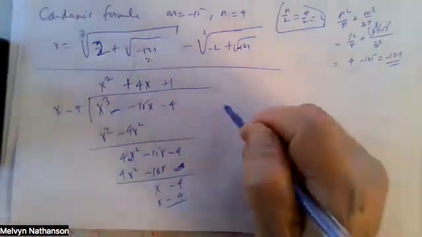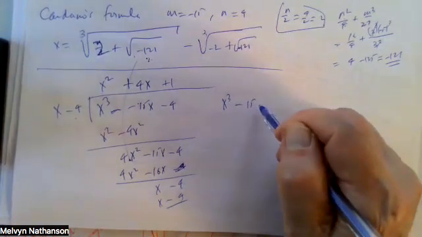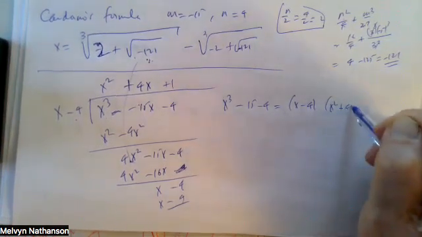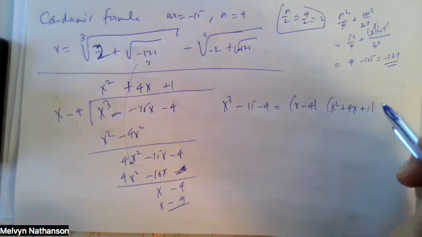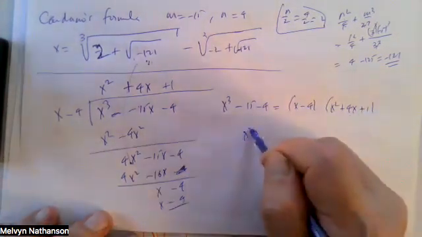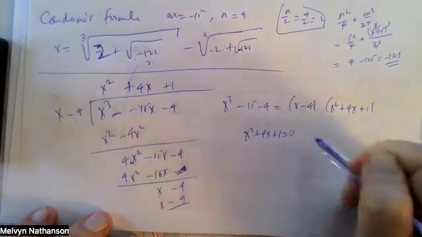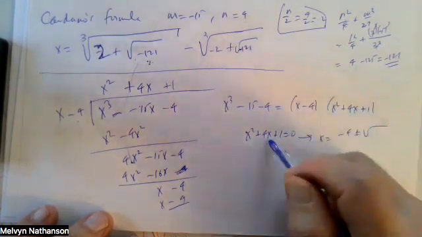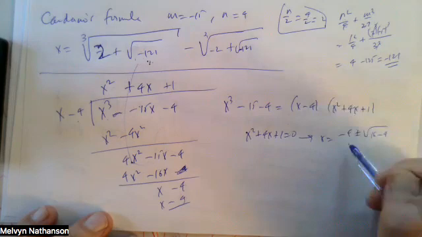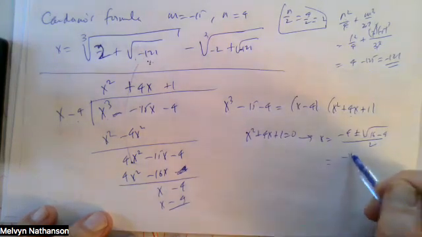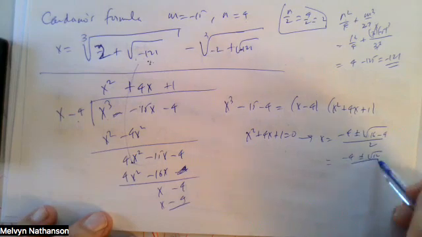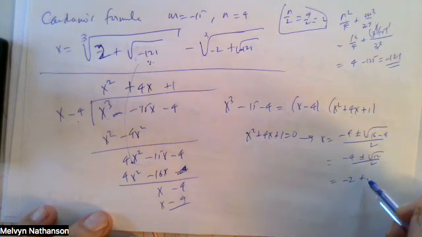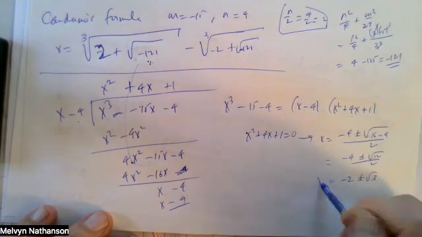x minus 4. So x cubed minus 15x minus 4 equals x minus 4 times x squared plus 4x plus 1. And if we wanted to solve the equation x squared plus 4x plus 1 equals 0, x is minus b plus or minus the square root of b squared minus 4ac over 2. That's minus 4 plus or minus the square root of 12 over 2. Square root of 12 is 2 root 3. So this is minus 2 plus or minus the square root of 3.